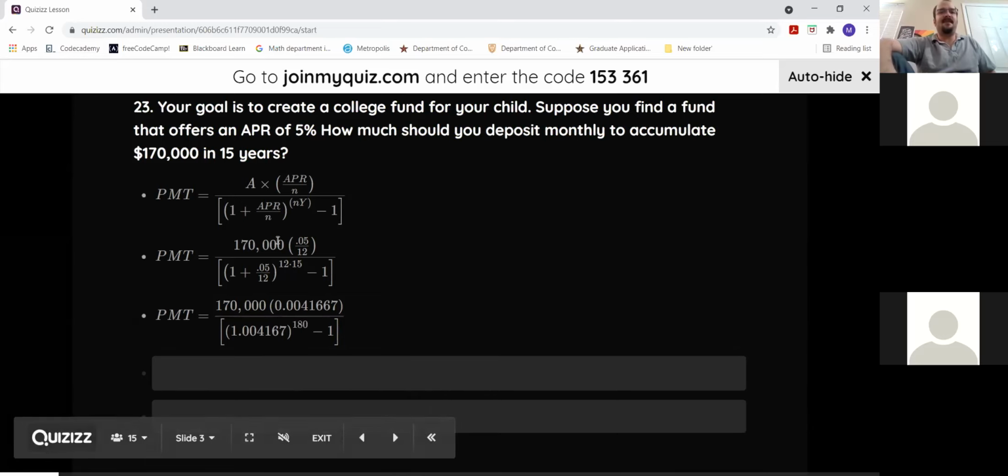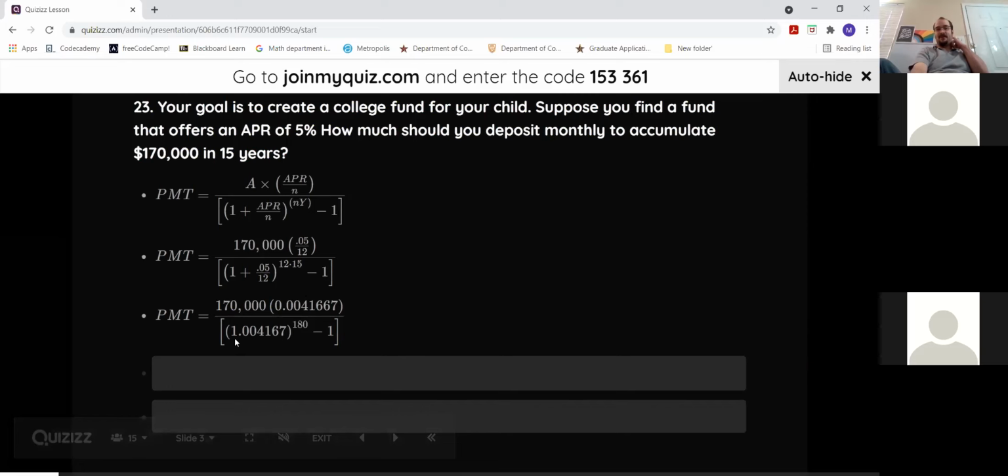And so I divided this. I got something like 0.00416, probably repeating. I got the same thing down here with the 1 attached to it. I got 180 as my exponent. So I want to multiply these two things, I think, next. And I want to do this exponent.